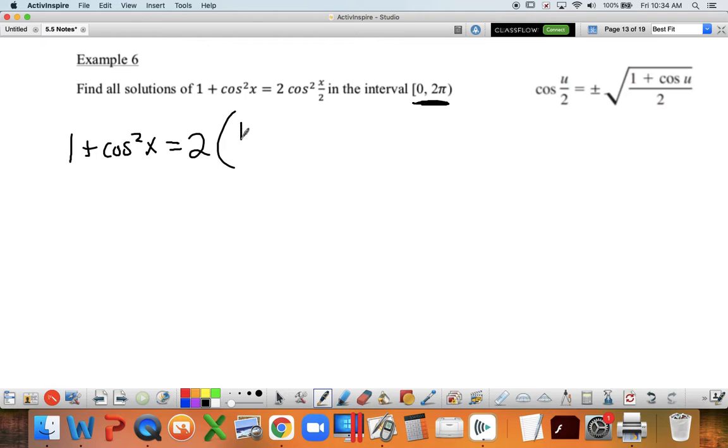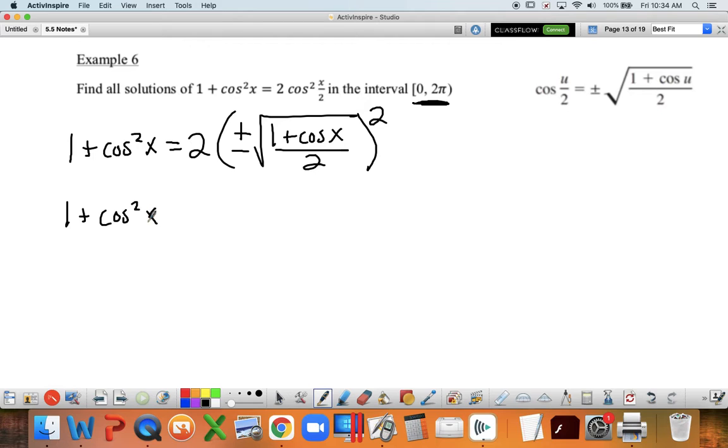Now, since I don't know what angle it is, I don't know in what quadrant it's located, so I am going to plug in the entire thing, the positive and the negative. And remember, this thing, based on the equation up here, is being squared. That's going to be a nice thing, because when we square a square root, what happens to it? It completely goes away.